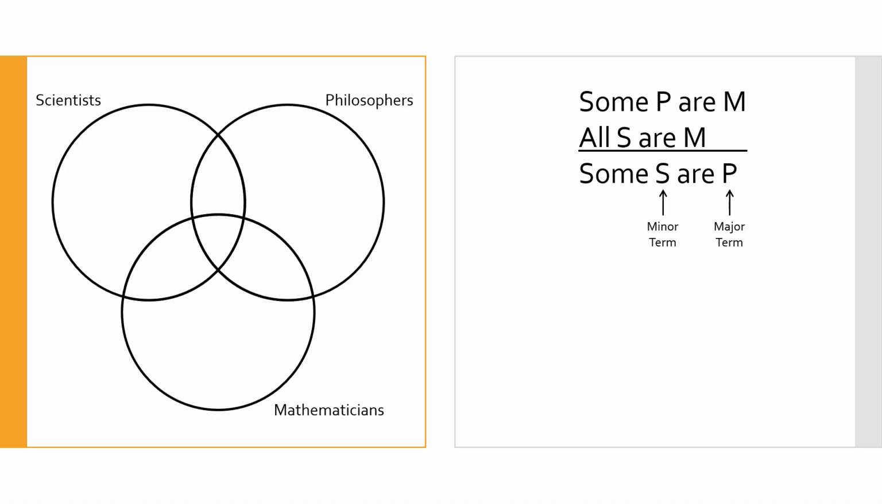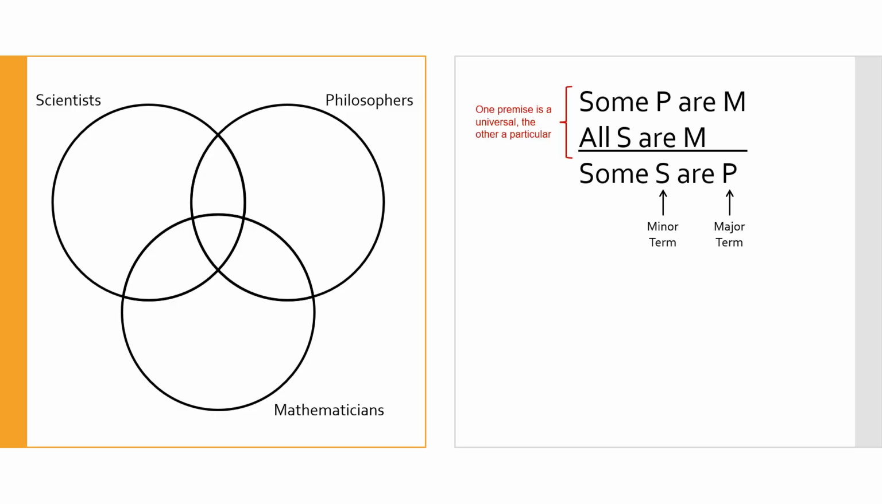When we set out to test the argument for validity, the first step is to set up your Venn circles in order on top, just like always. So our minor term goes on the top left. This is scientists. Our major term, philosophers, would be on the top right. And then our middle term, mathematicians, goes on the bottom. Again, try to set these up the same way every time. If you do, you'll be looking in the same place for evidence of validity over and over again. It becomes habit, and that's what you're looking for.